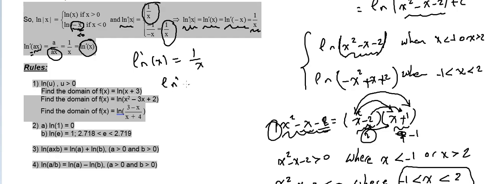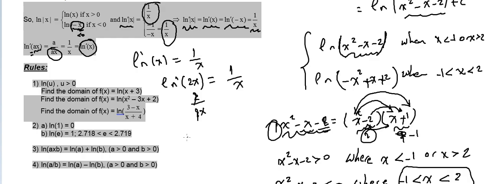So what is the derivative of ln 2x? It's also equal to 1 over x, because the derivative of 2x is 2, over u, and cancelling 2 by 2, we get 1 over x. Even if it is the derivative of ln of minus 3x, it's going to be 1 over x.